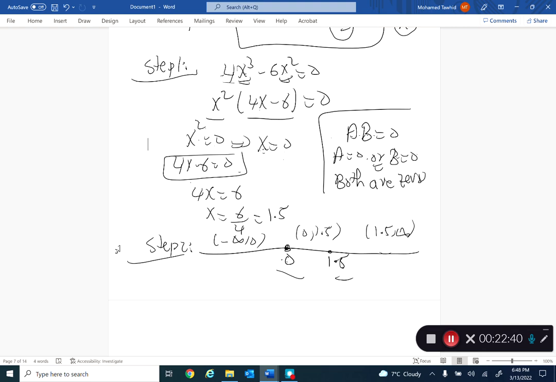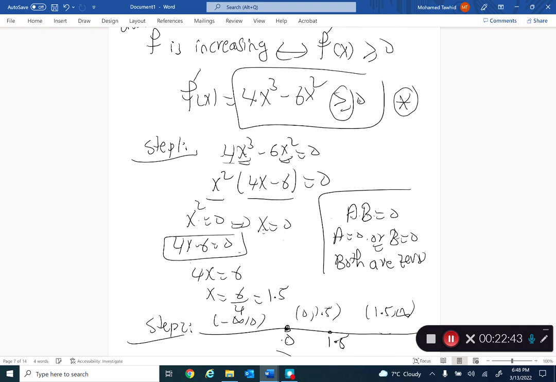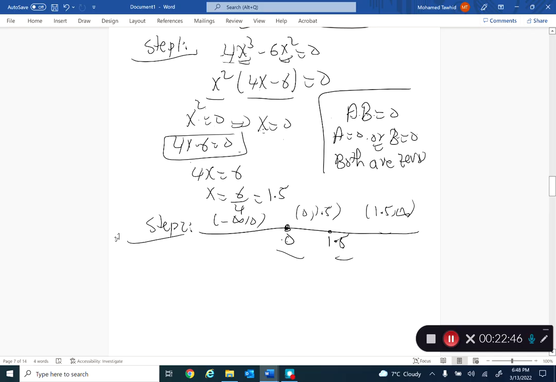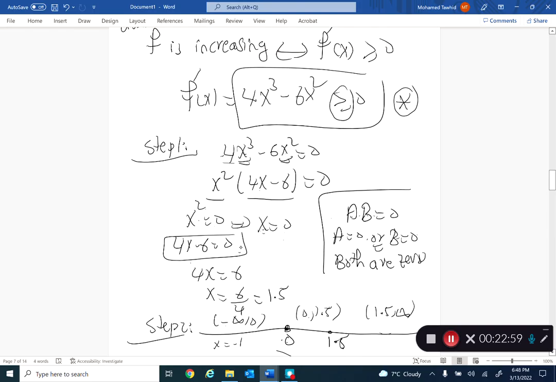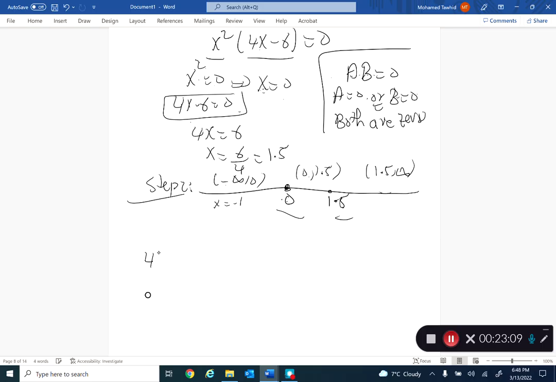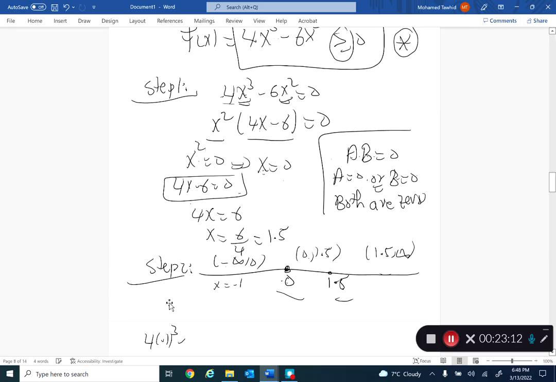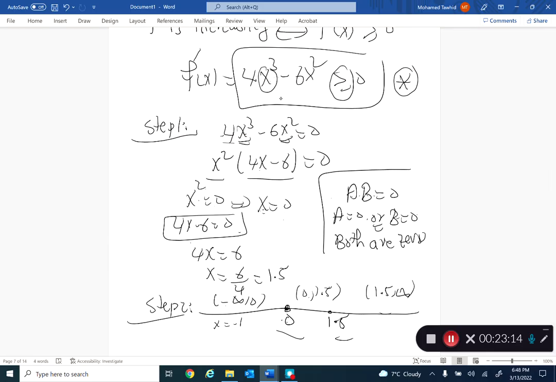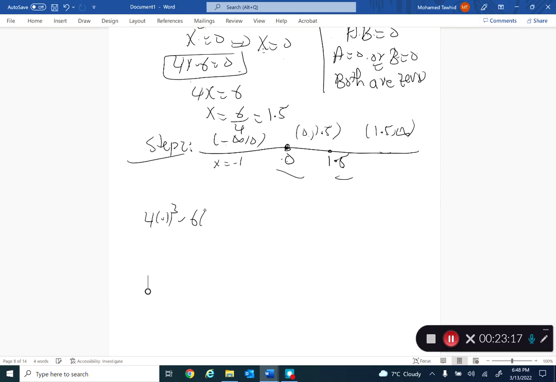Then I have to check. Our goal here is to solve this inequality star. I have to check which interval is a solution. For simplicity, for the interval from minus infinity to 0, take any number you wish. Take x equal to negative 1, for example. I go back here and replace x by negative 1. You are going to get 4 times negative 1 cubed, minus 6 times negative 1 squared.